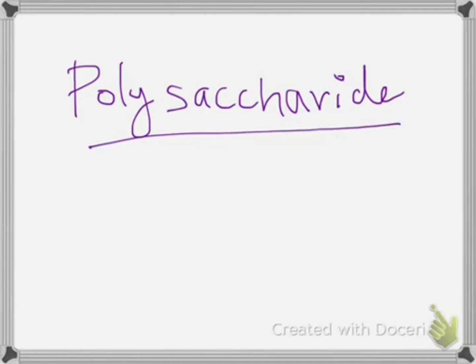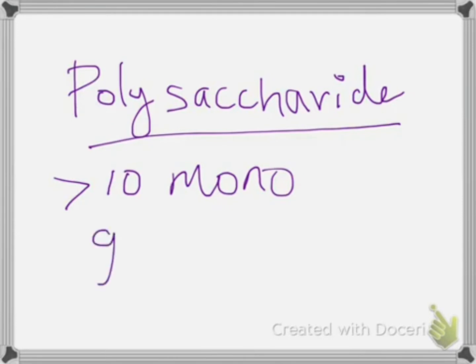Polysaccharides are compounds made up of more than 10 monosaccharide units, or they are polymers of monosaccharide units. They are also known as glycans.